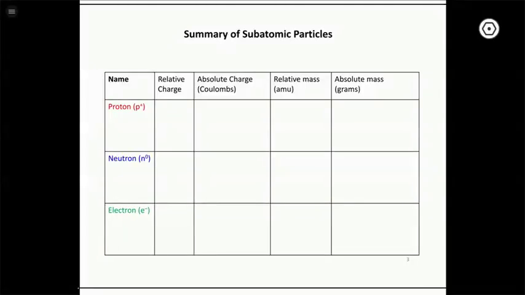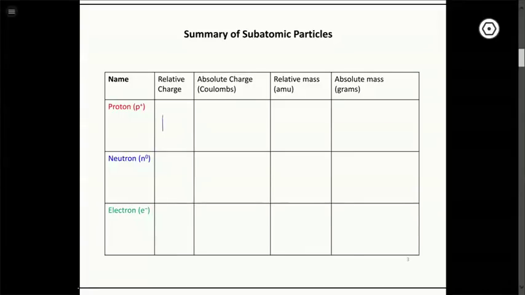For a reasonable portion of chemical history, people thought that there was only protons and electrons, and then some more in-depth, complex particle physics experiments later on revealed that there were actually neutrons as well. So let's talk about the difference between these three subatomic particles and where they're located in the atom. So the first important thing is the relative charge.